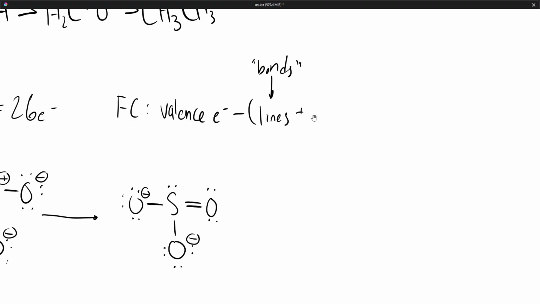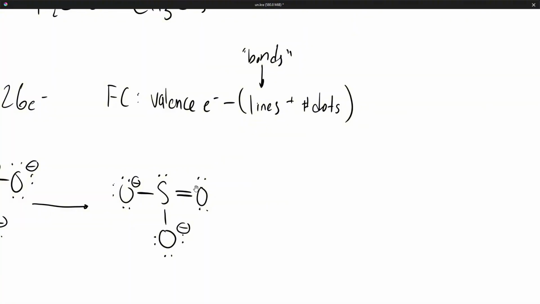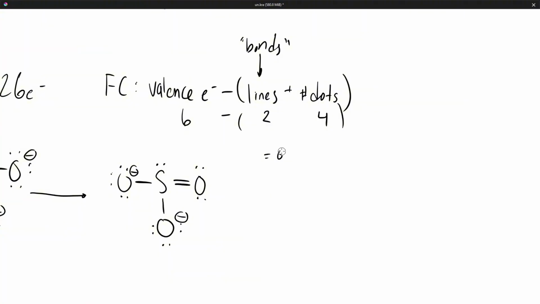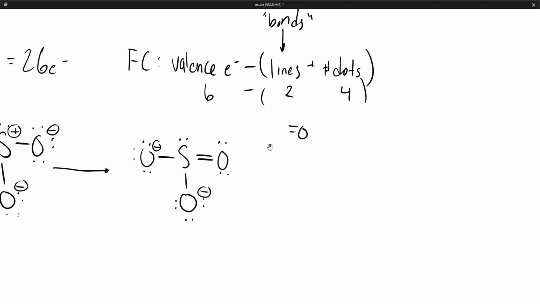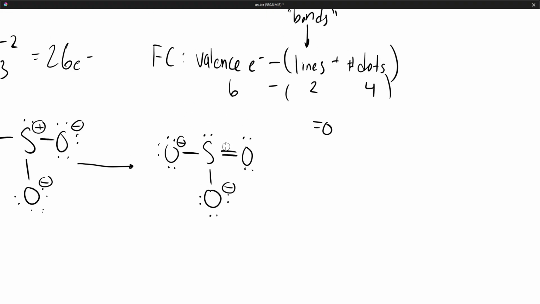plus each dot around it, or just electrons. So for oxygen right here, there's 1, 2, 3, 4 dots, 2 lines. Oxygen itself has 6 valence electrons, so 6 minus 6 is 0. Same here. Sulfur 1, 2, 3, 4, 5, 6. 6 minus 6 is 0. That's how we found the formal charge. Anyways, this is one of the valid resonance structures for SO3 sulfite.